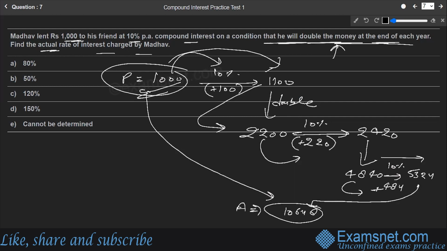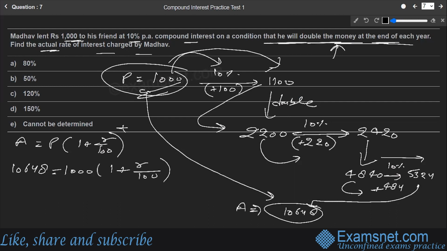Then we can apply the formula: amount is equal to principal into (1 plus r over 100) to the power time. The amount that has now become with the scheme is 10,648, and the principal was 1,000, times 1 plus the rate, which he wants us to calculate. So let r be unknown, divided by 100, and to the power, in how many years has this been possible? This has been possible in 3 years or three successive steps. That's why the power is taken as 3.